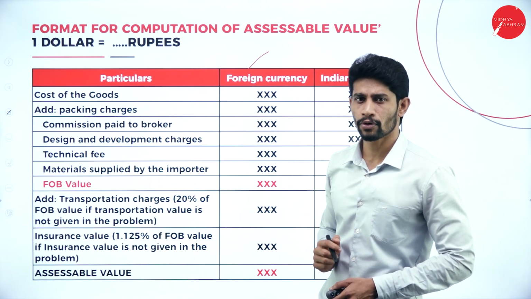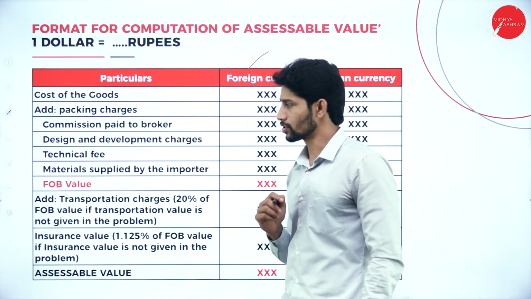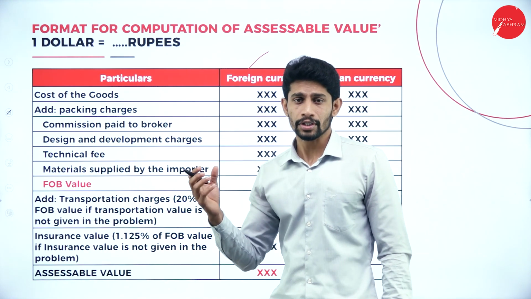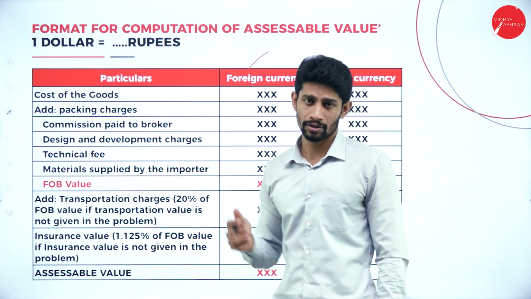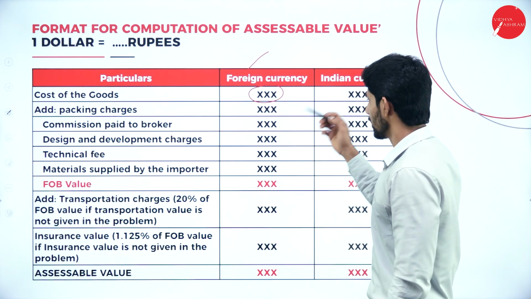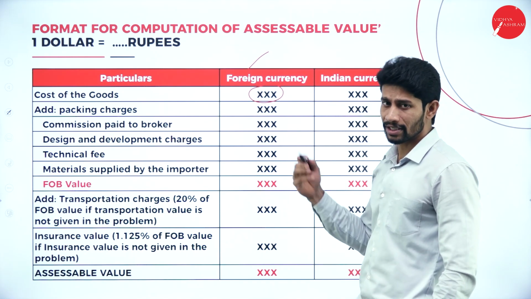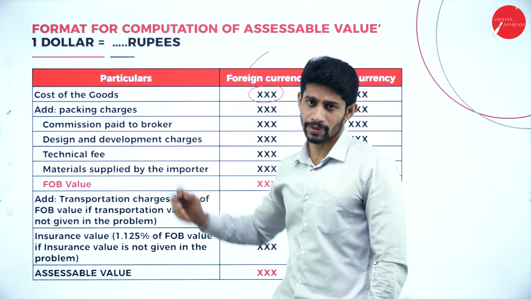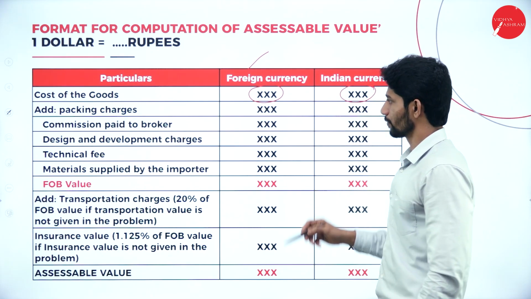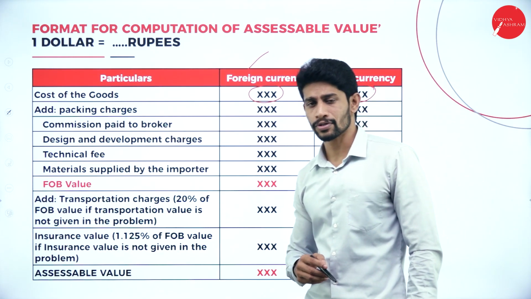First, always you're supposed to take the cost of the goods. So cost of the goods in foreign currency. Whatever amount you paid to them as the cost of the goods in their currency, you're supposed to write here in foreign currency. If you multiply it by the rupee value, like 80 rupees, 70 rupees, 90 rupees, whatever value they give, you'll get the Indian currency value. So cost of goods, first you're supposed to take.